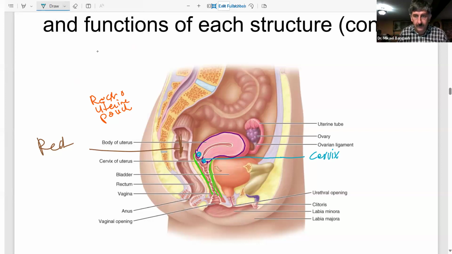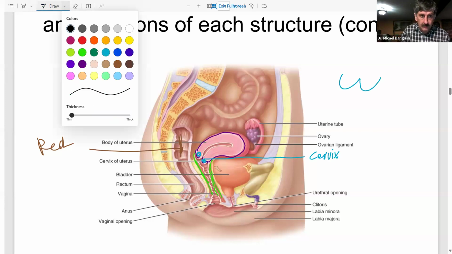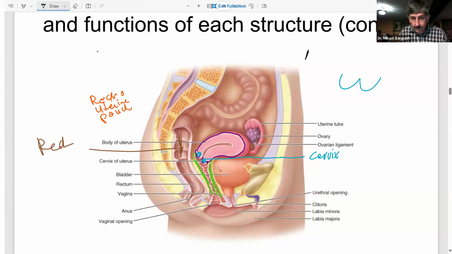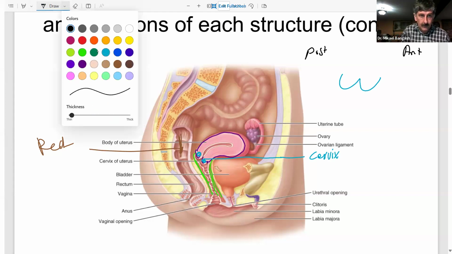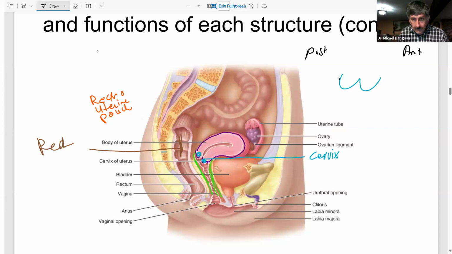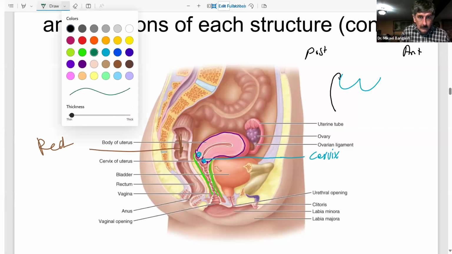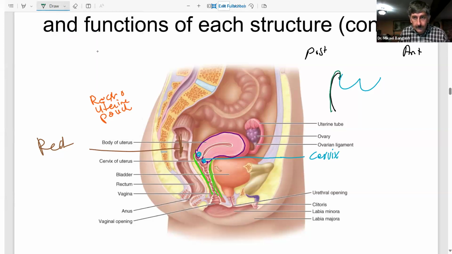Or if we look at it, this is the posterior cervix, paracervix. This is going to be the anterior cervix. The other side is going to be a little bit important here. Posterior, anterior. This would be the vagina.